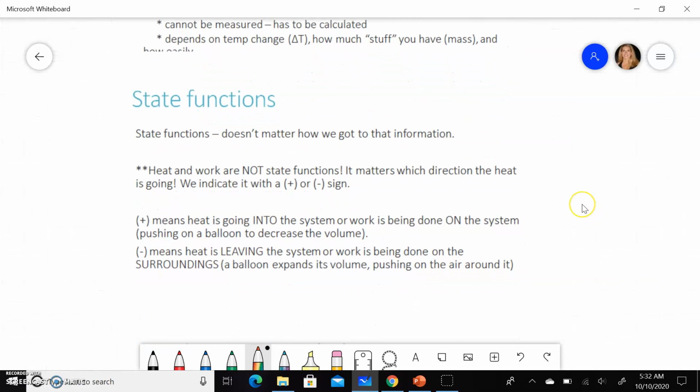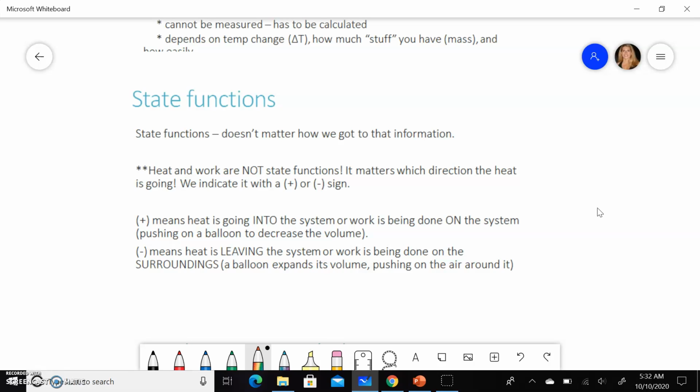Okay, the next thing is a state function, and a state function doesn't depend on how you got to that information. For example, if you have a balloon and I ask what is the volume of the balloon, it doesn't really matter whether you started with an empty balloon and blew it up or whether you started with a huge balloon and some of the air has been lost. We don't really care how we got to that, we just care what the volume is.